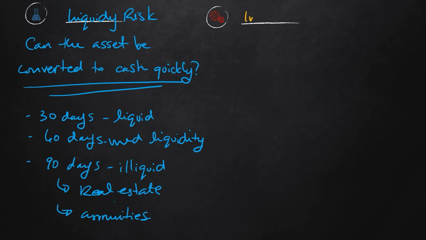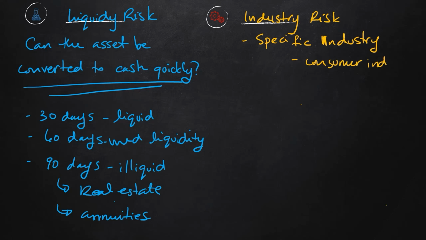The last type of risk that we're going to go through is industry risk. There are two causes of industry risk: consumer indifference, or strikes or labor unrest. So consumer indifference, what is that talking about? There are specific industries or specific companies where there might not be a market for the product or service that they are selling or providing.